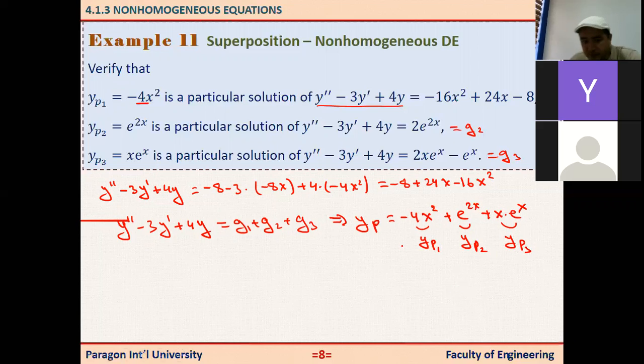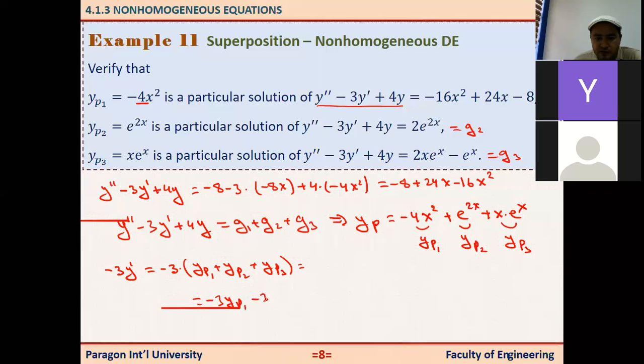Okay, because if you substitute here again, let me just show one thing here. For example, minus 3y prime, right? And I'm saying that these are the solutions. So that is minus 3. Right here we just write y sub p1 plus y sub p2 plus y sub p3. And which is equal to, I can just write it as minus 3 y sub p1 minus 3 y sub p2 minus 3 y sub p3, right?